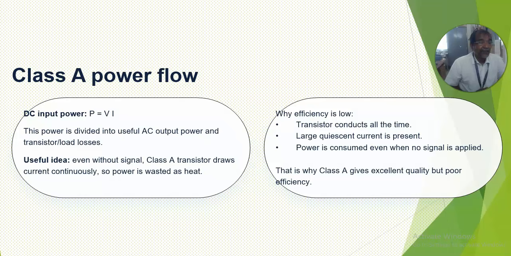Class A power flow: it has DC input power, that is P equals V into I. This power is divided into useful AC output power and transistor load loss. Even without signal, a Class A transistor draws current continuously, so that power is wasted as heat. Why is the efficiency low? The transistor conducts all the time, a large quiescent current is present, and power is consumed even when no signal is applied. That's why this Class A amplifier has excellent quality but poor efficiency.